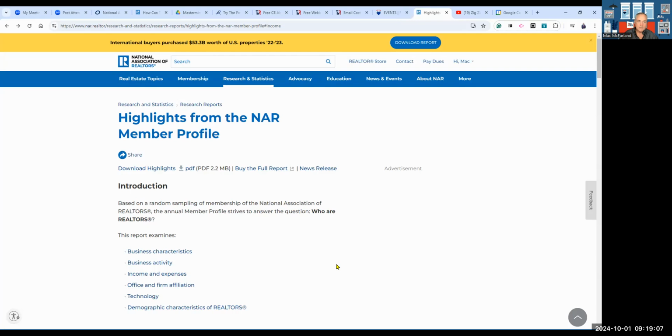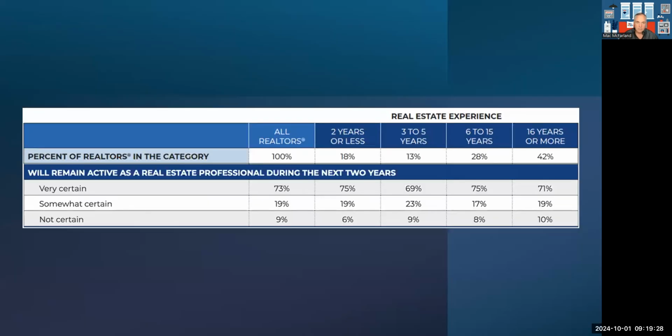So I'm going to tie into this. NAR put this out. It's the highlights from the NAR member profile, and we're talking about your goals, your business. What do you want to do? How do you want to do it? That kind of thing. I want to tie into this so that we can take a look at these national numbers, right? It's from the NAR stats, the NAR survey. If you have any questions about it as I go through it, certainly ask.